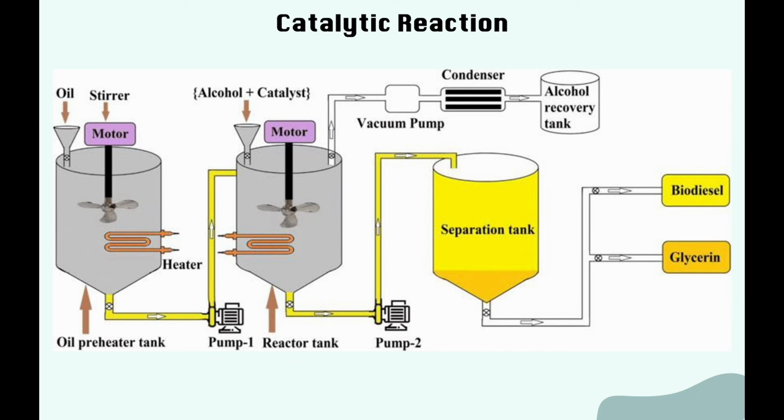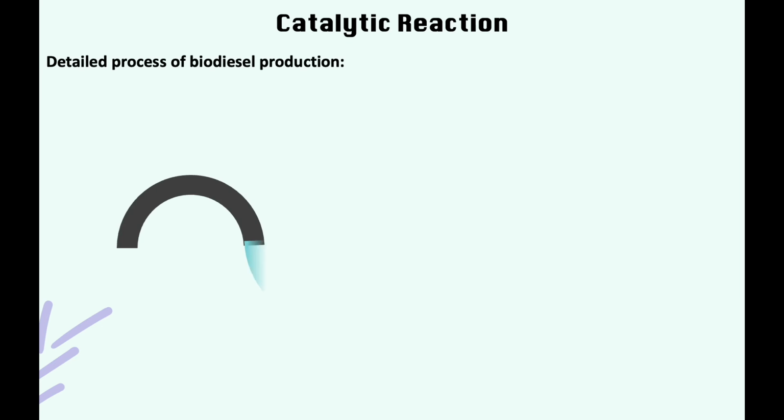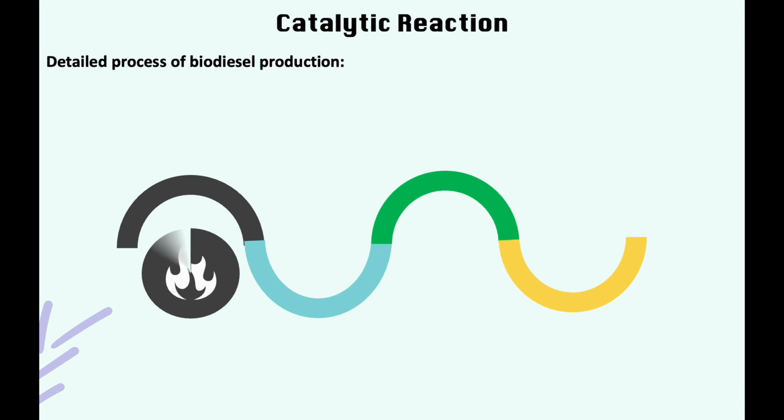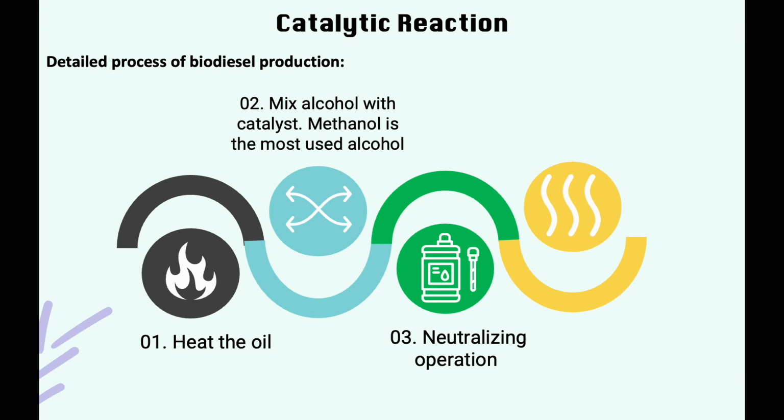The reactor is the most important part of the transesterification process. The reactor is used to heat the oil and mix it with the alcohol and catalyst. The method of preparation is designed to reduce acidity and moisture content. After a neutralizing operation, the drying and dehumidifying activities are carried out.